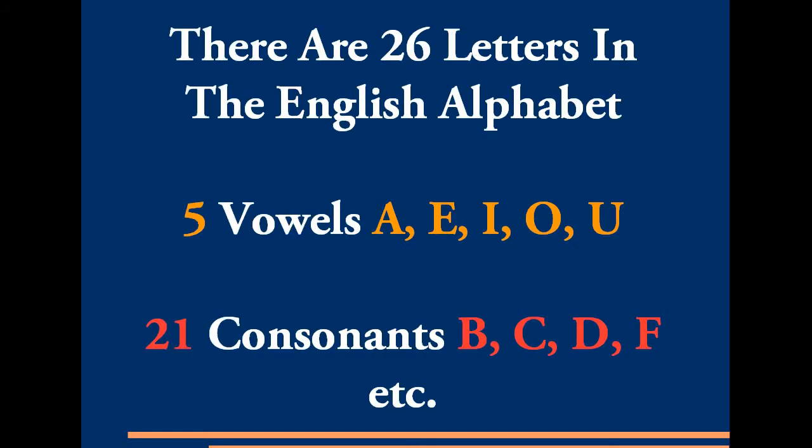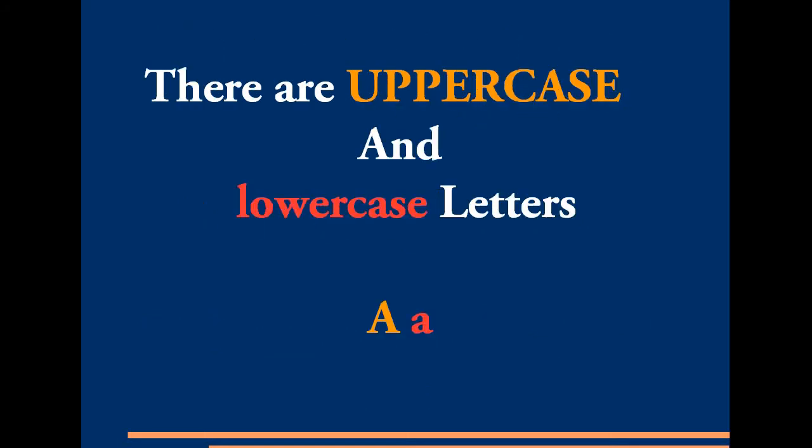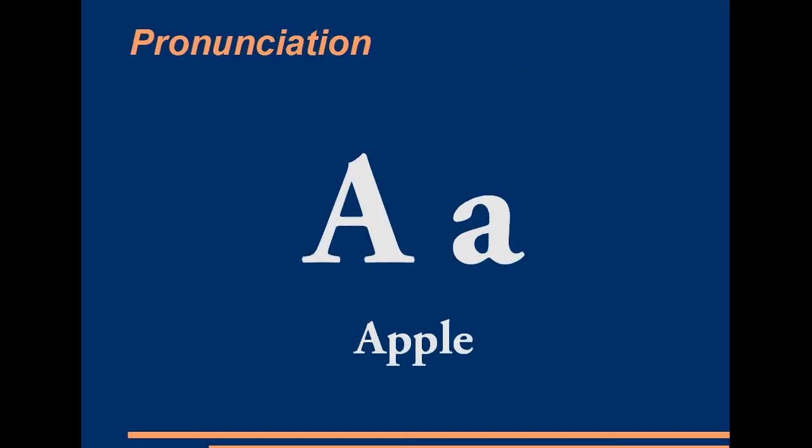There are 26 letters in the English alphabet. 5 vowels, A, E, I, O, U, and 21 consonants, B, C, D, F, etc. There are uppercase and lowercase letters. A, uppercase, A, lowercase. Pronunciation.